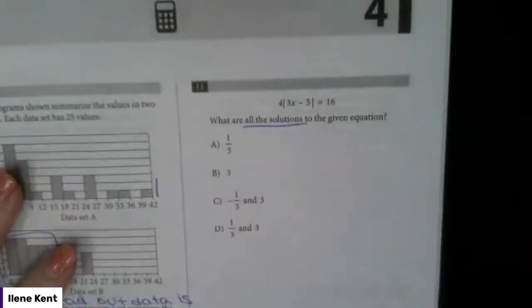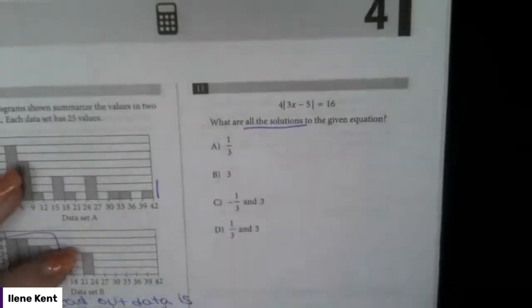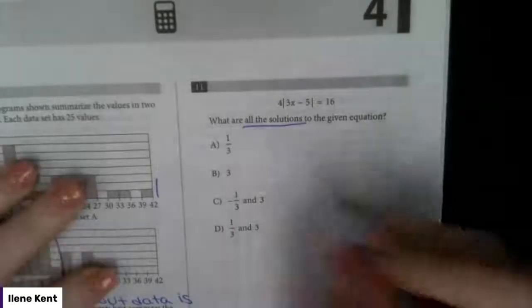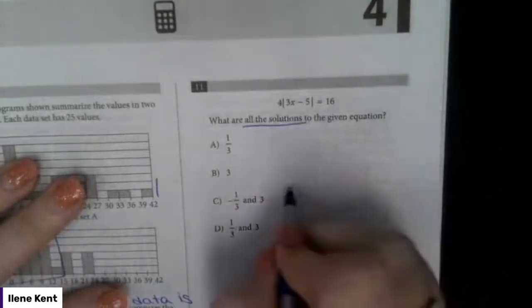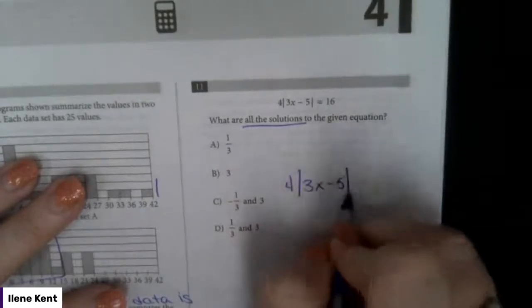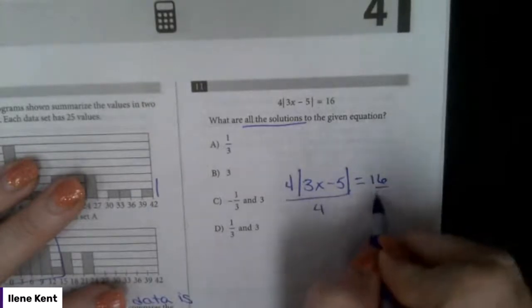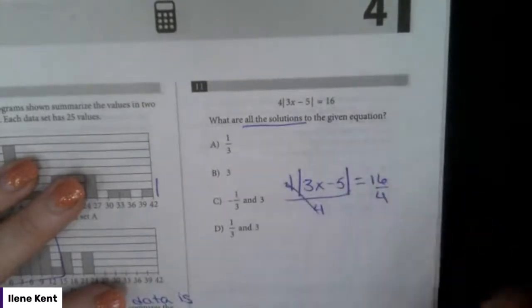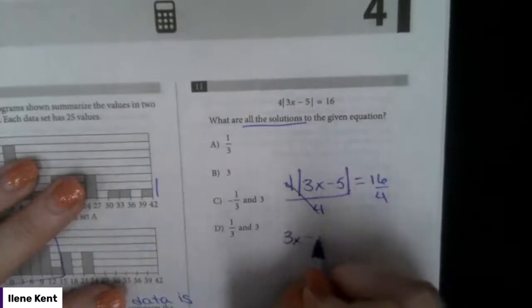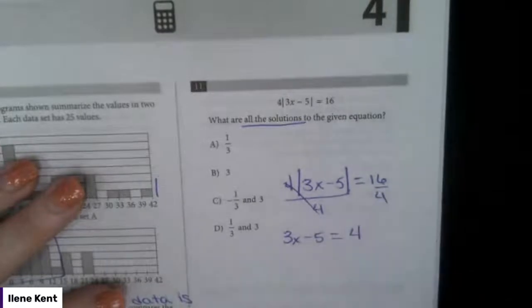Number 11. What are all the solutions to the given equations? Well, typically that's a hint that there's probably more than one. Not always. So let's check it. So we have an absolute value. 4 times the absolute value of 3x minus 5 equals 16. Well, I'm going to divide both sides by 4 to get rid of this so I can isolate that absolute value part. So that 3x minus 5 is over here equal to 4.